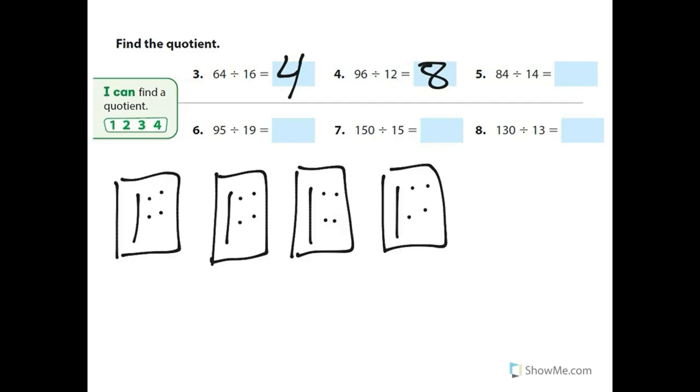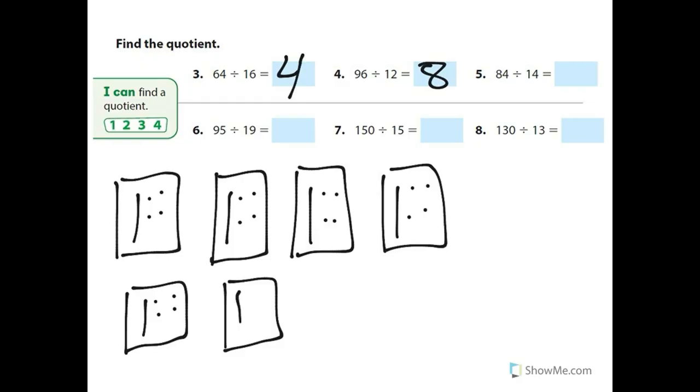And 14, what do we have so far? 10, 20, 30, 40, 44, 48, 52, 56. Well, I can do some more. That's 66, 67, 68, 69, 70. And then we got 80, 81, 82, 83, 84. How many groups we got there? We've got 6. All right.